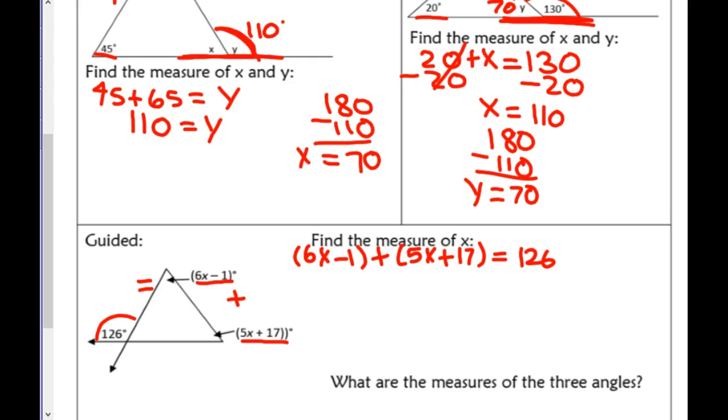So next step, when you have more than one x or more than one constant on the same side, we're going to combine like terms. So 6x plus 5x, what? 11x. Negative 1 plus 17 is 16 equals 126. Then what? Let's get rid of that loner. Minus 16 on both sides.